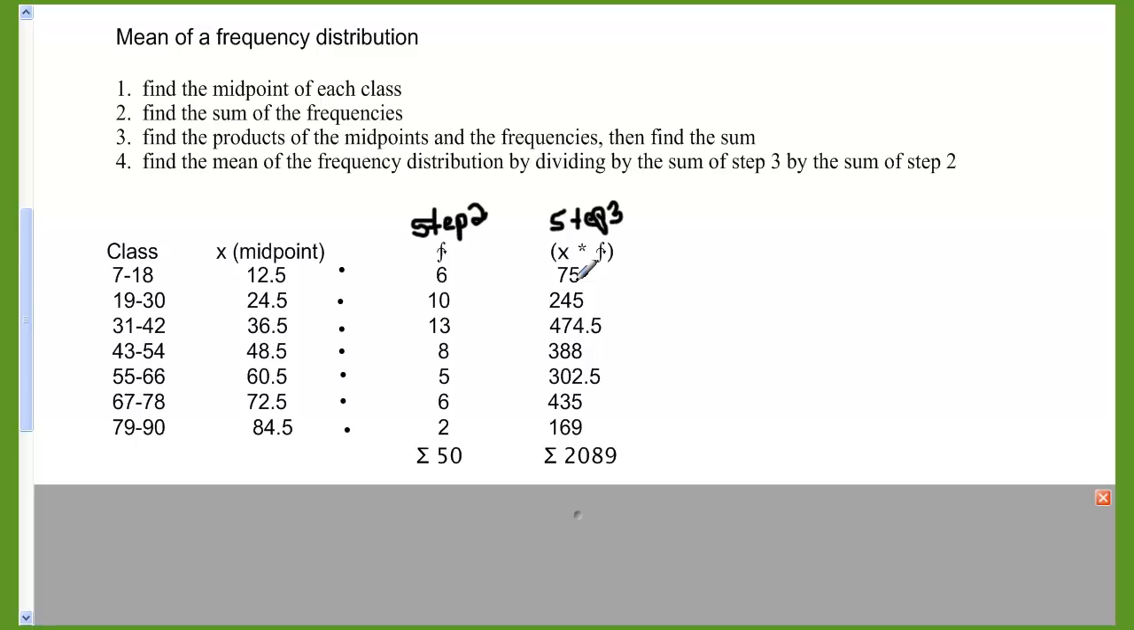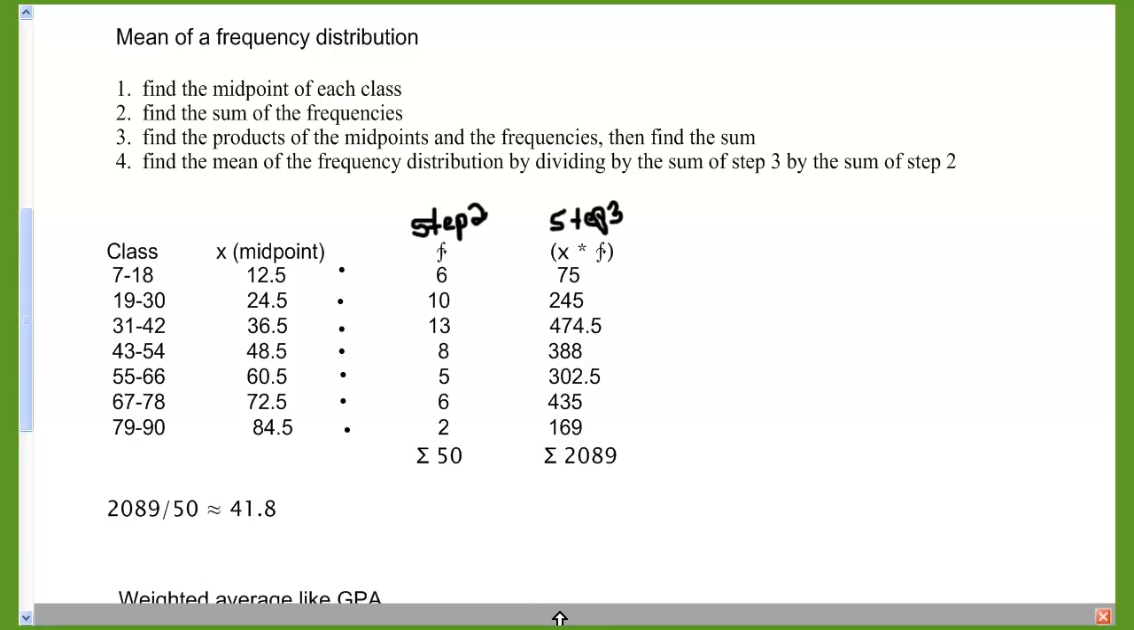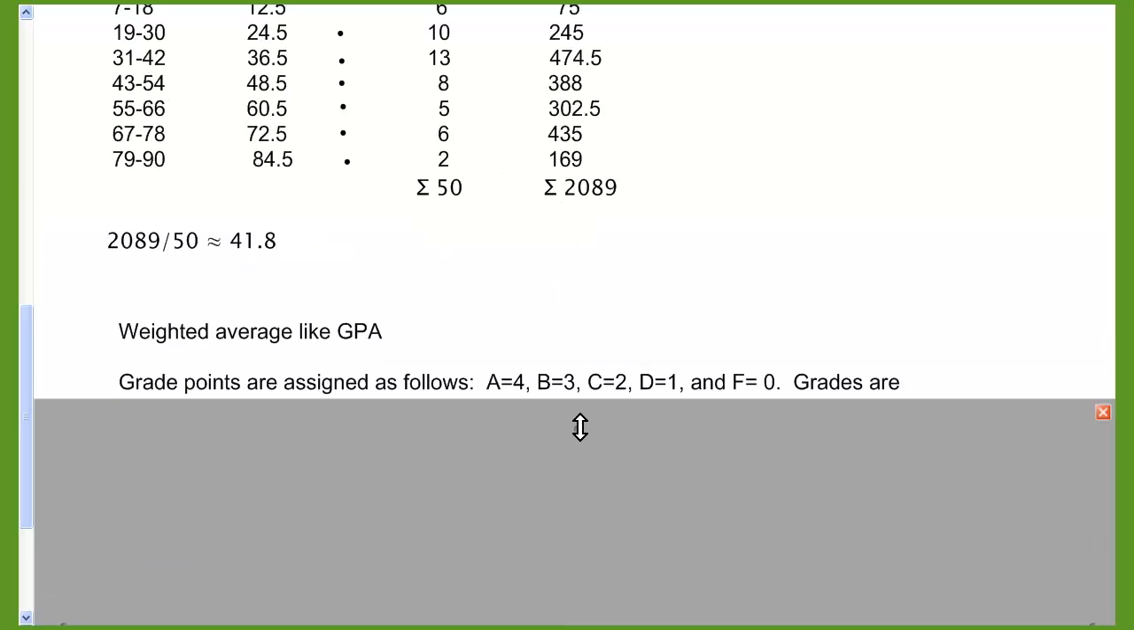numbers, and I'll get 75. And then I'm going to find the sum of those, and I'm going to take 2,089 and divide it by 50, and I'll get 41.8. So step 3, which is this sum, divided by step 2, which is this sum, gives you the mean of the frequency distribution. The third and last one is the weighted average, like GPA in college.